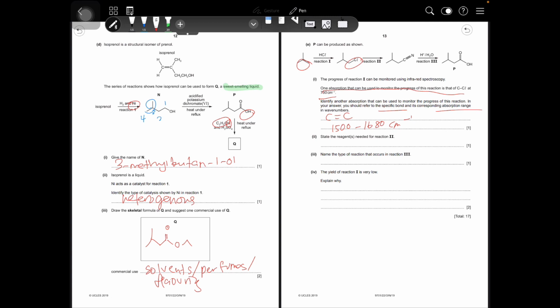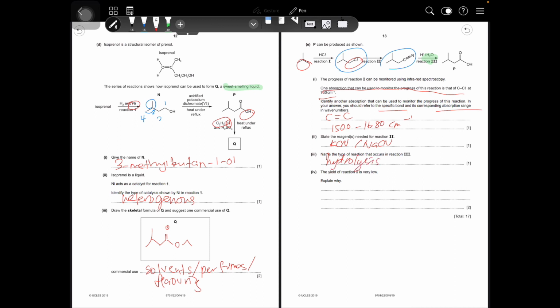So state the reagent needed for reaction 2. So in reaction 2, your halogenoalkane changes into a nitrile. Definitely you require cyanide ion. So cyanide ion will not come as a cyanide ion by itself. It will definitely come as potassium cyanide or sodium cyanide. So name the type of reaction that occurs in reaction 3. So in reaction 3, you have a reaction with water. So this is your hydrolysis.